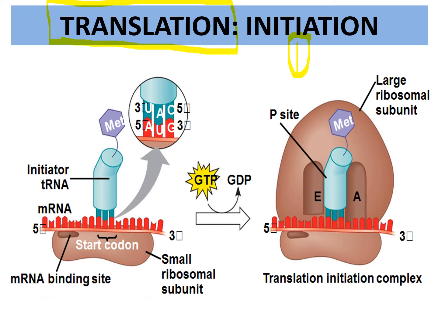So initiation starts when an mRNA molecule, which is shown in red in this image, bonds to a small ribosomal subunit at a region called the mRNA binding site. And once that happens, your small ribosomal unit will move along your mRNA molecule until it finds the start codon.